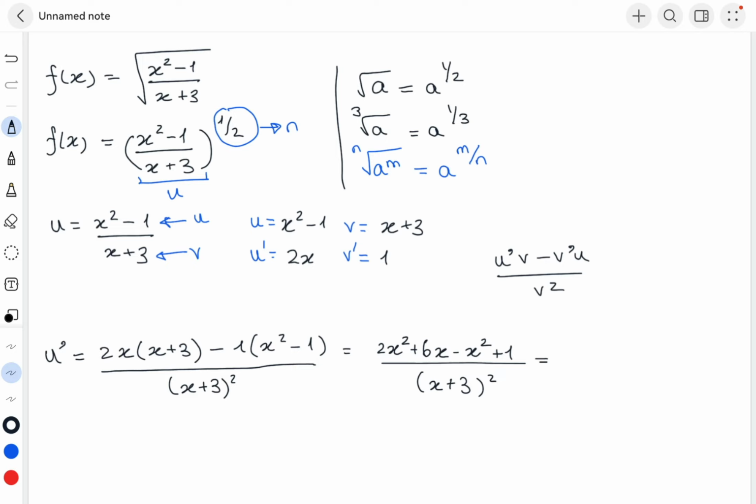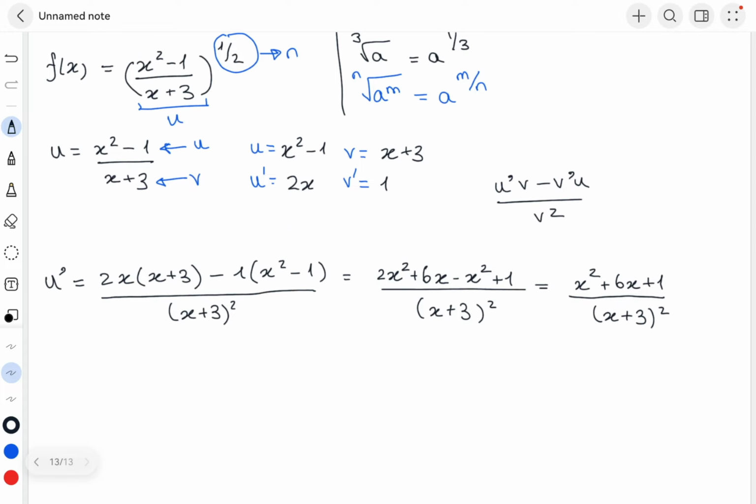And now we combine like terms. So 2x squared minus x squared will give us x squared plus 6x plus 1 over x plus 3 whole squared. Now, this is our u prime, and our u we have it up, which is x squared minus 1 over x plus 3. And we have our n to be half.